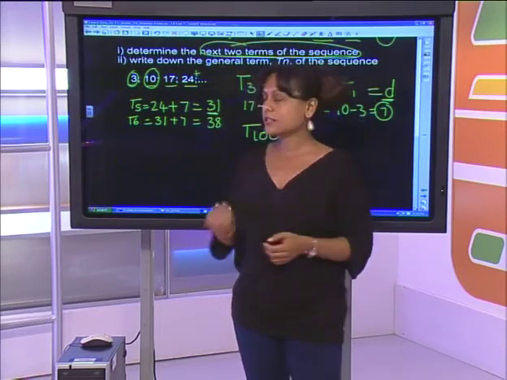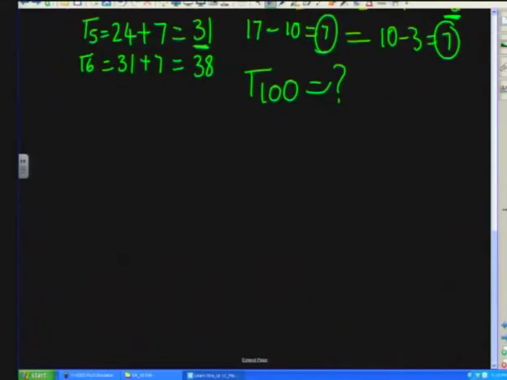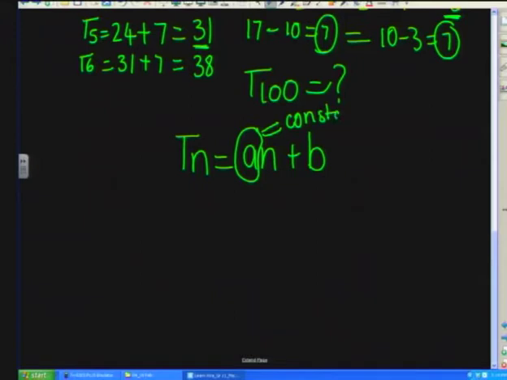In order to do that, that leads us to question 2, where they ask us to write down the general term Tn of the sequence. Remember that Tn, your general term, helps you to find any term in a sequence. Now in the case of the linear number patterns, our general term is given by Tn equals an plus b, where a is equivalent to the constant first difference.